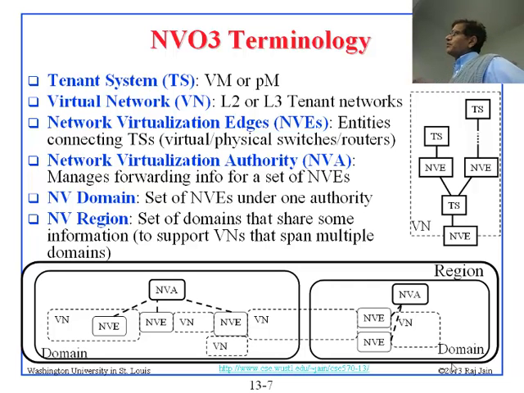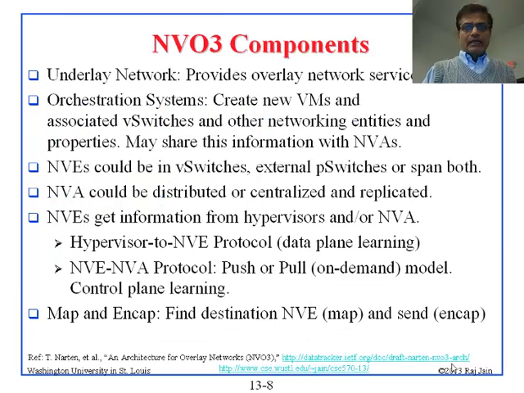Alright? So let's just go one more time. This is a virtual network, VN. This dotted thing is a virtual network. It consists of many TS, tenant systems, which are connected by NVEs. And when you take many VNs, that becomes a domain, and when you take many domains, that becomes a region. Any questions about that? All right.